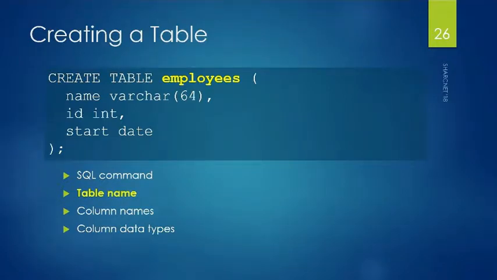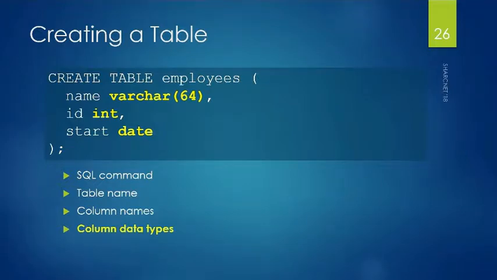That table of employees is going to have the schema with 3 columns named name, ID, and start, with the column data types of varchar, int, and date. So it's fairly straightforward. It's just an example table. It's a nice, easy one to type up.